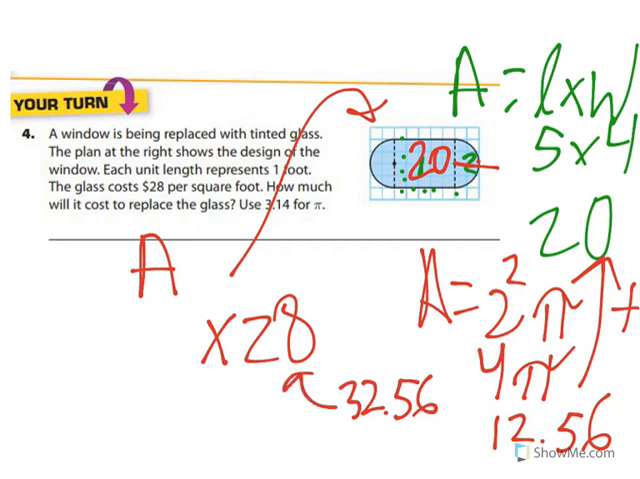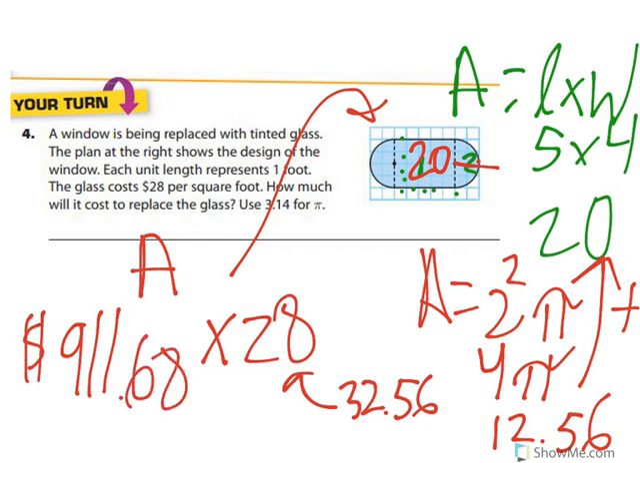Now I need to times that by 28. And I have $911.68. Just going to type that in one more time just to check it. 32.56 times 28. And there is my answer. That is how much it would cost.